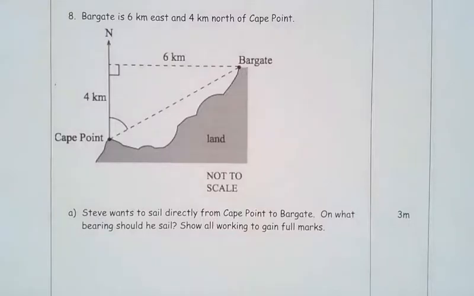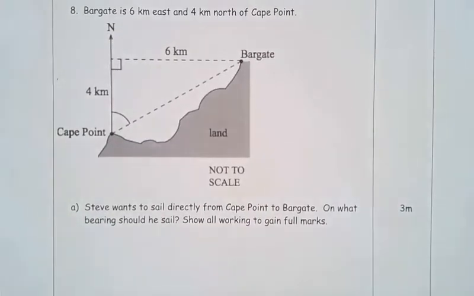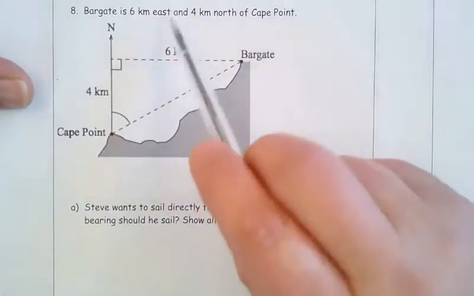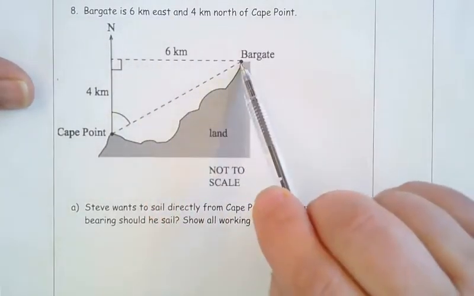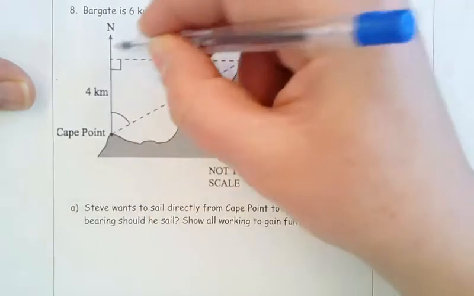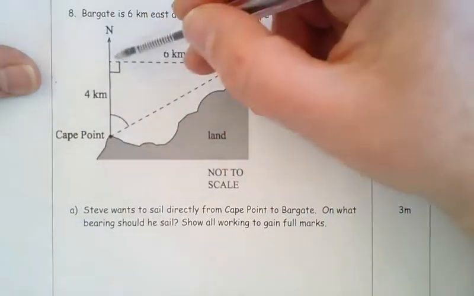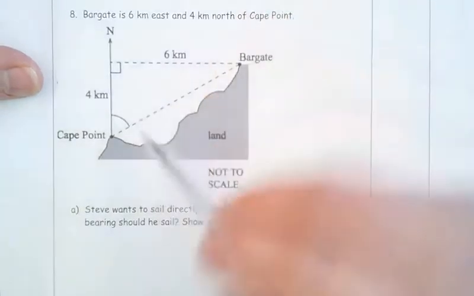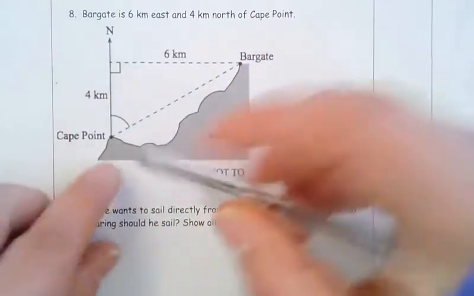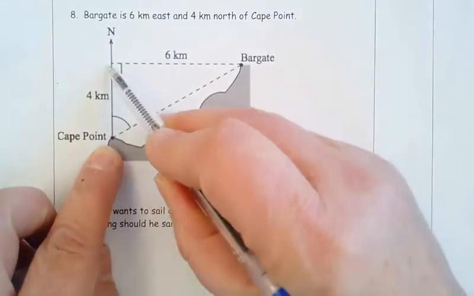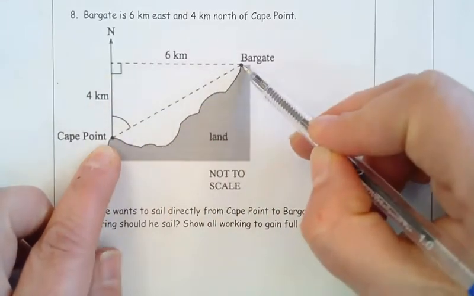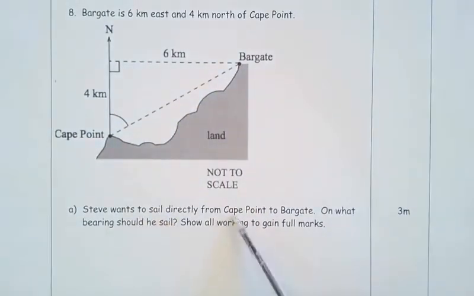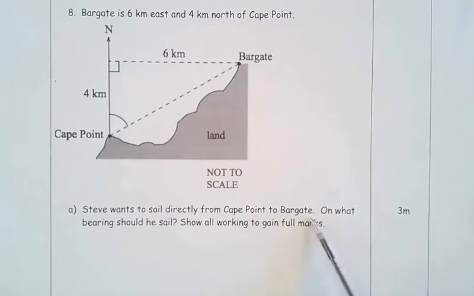This is a problem from one of the past papers, just a trigonometry and bearing problem. So here's Cape Point. Bargate is 6 kilometres east and 4 kilometres north of Cape Point. So from Cape Point, you would go 4 kilometres north and 6 kilometres east, okay? Now, Steve wants to sail directly from Cape Point to Bargate. On what bearing should he sail?